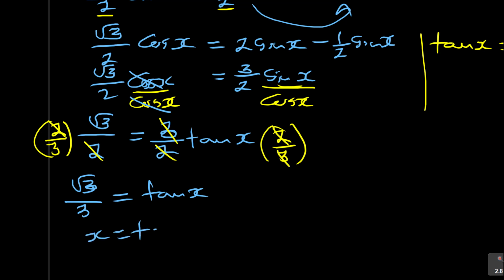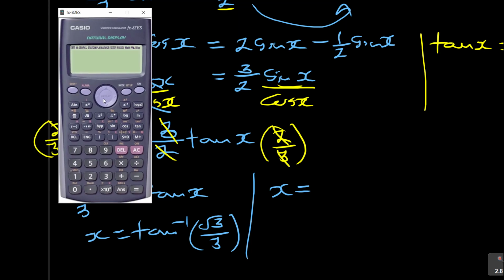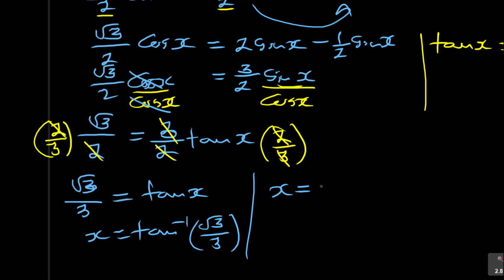x is equal to arctan root 3 over 3. And it will be what? x will be equal to... Now, that's where you have to look at the reference. Let's find the reference angle. Now, shift arctan, the reference angle is what? Here, the reference angle is square root of 3 over 3. It's 30 degrees. Reference angle, 30 degrees.